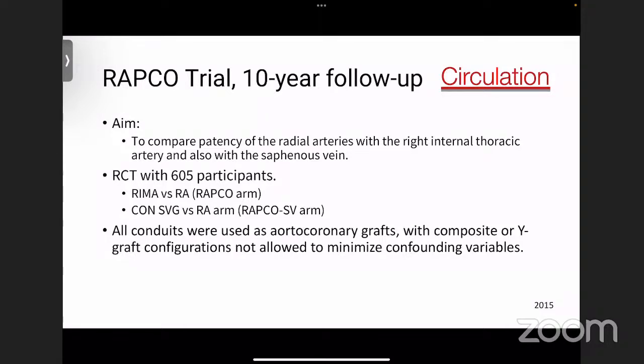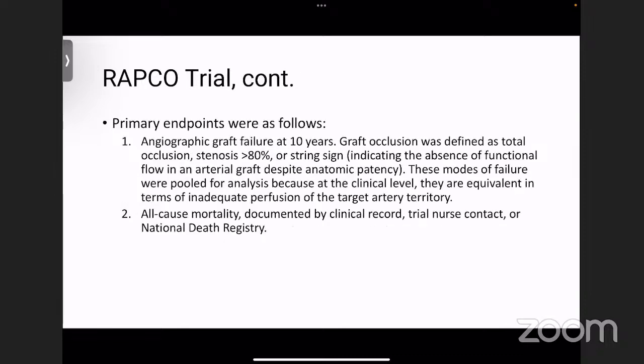So let's go through with it. Again, he really talked a lot about the design and stuff, so I'm going to go through it very fast. 600 patients, 400 in the Rapco arm and 200 in the SVG. They started with the Rapco arm, and then later on decided on saphenous, essentially. All conduits were used just as aortocoronary grafts, so no Y graft configurations. That minimizes the confounding variables, obviously.